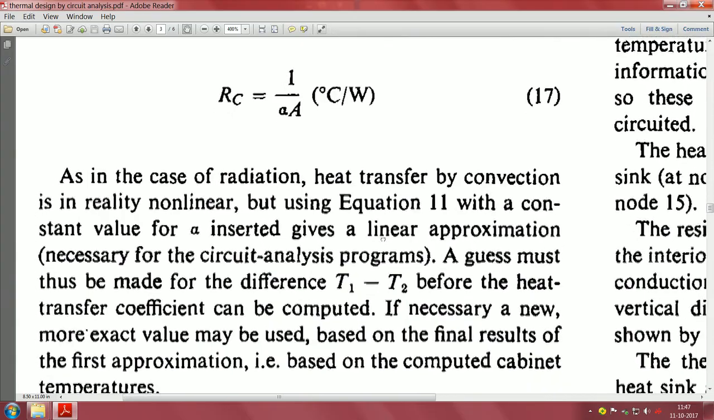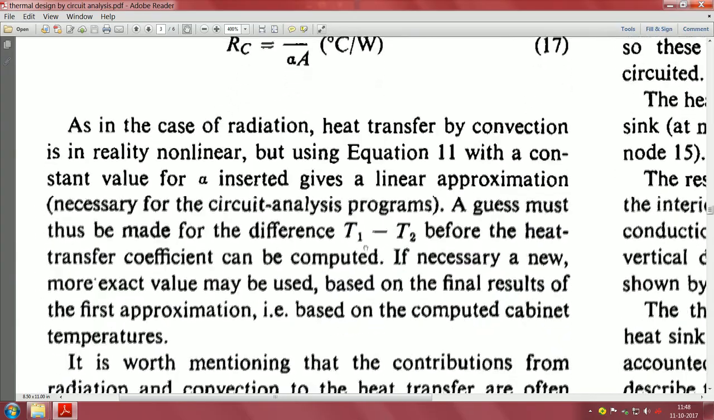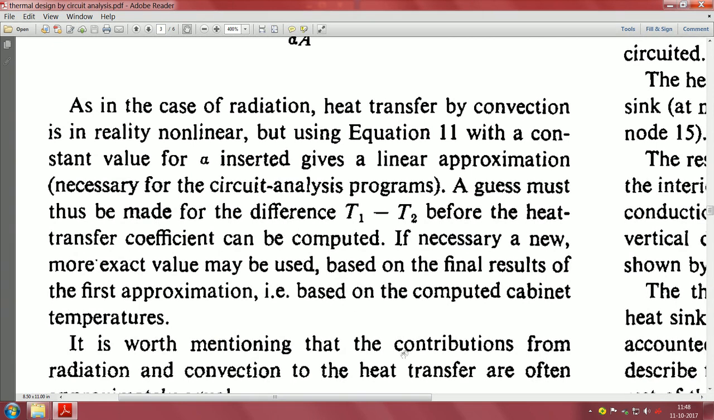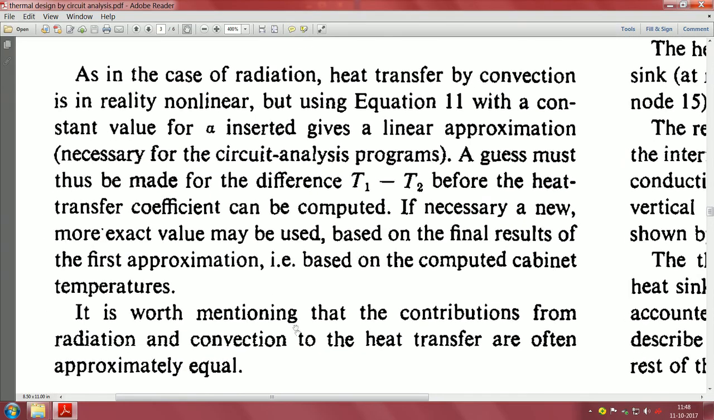As in the case of radiation, heat transfer by convection is in reality nonlinear. The constant value for alpha inserted gives a linear approximation. A guess must be made of the temperature difference before the heat transfer coefficient can be computed. If necessary, a new more exact value may be used based on the final results of the first approximation. You have seen this.